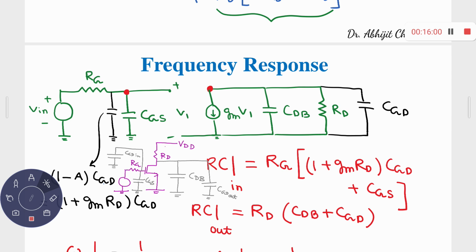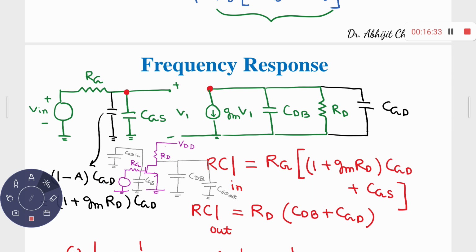Output side, you have this GMV, CDB, RD, and this CGD, because the corresponding decomposition is nothing but 1 minus A inverse times CGD. Since A is large, A inverse can be approximated to 0, so it is close to CGD. So there is no such magnification at the output side, as you already studied. Okay, so now these are the 2 points. This is one node on the input side, this is another node. Now you have to find out the corresponding resistance value and the corresponding capacitance.